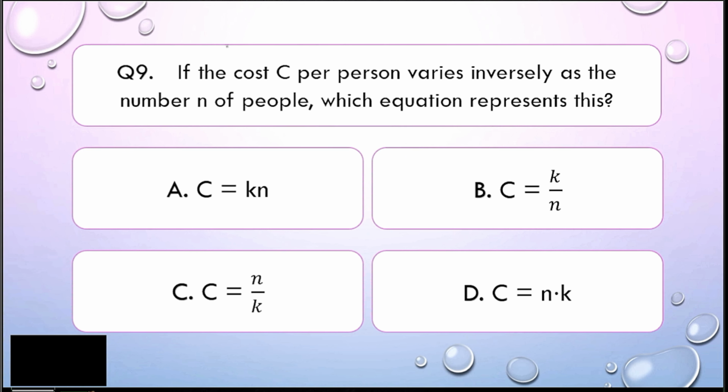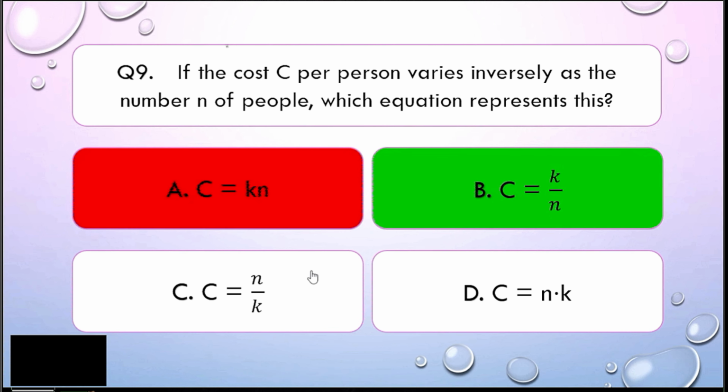Alright, math learners, in translating "cost C varies inversely as the number n of people," what you need to do is just consider the inverse variation. The inverse variation states that the value varies inversely as another value. It means that the constant of variation is divided by the second value. So K is divided by the second variable. Therefore, that is K over N for this matter. So our correct answer is letter B.